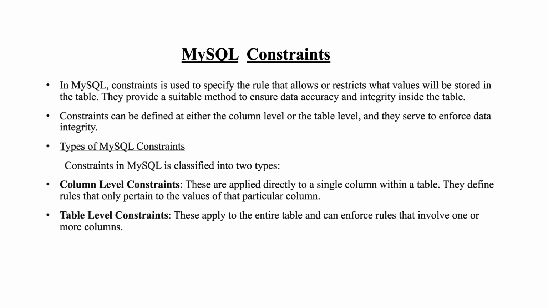Constraints are of two types: column level constraint and table level constraint. Okay, column level constraints are applied directly to a single column within a table. They define rules that only pertain to the values of the particular column. We mention the constraint on a single column. Okay, second constraint type is table level constraint. These apply to the entire table and can enforce rules that involve one or more columns. In table level constraint, we can apply constraint to one or more columns at a time.